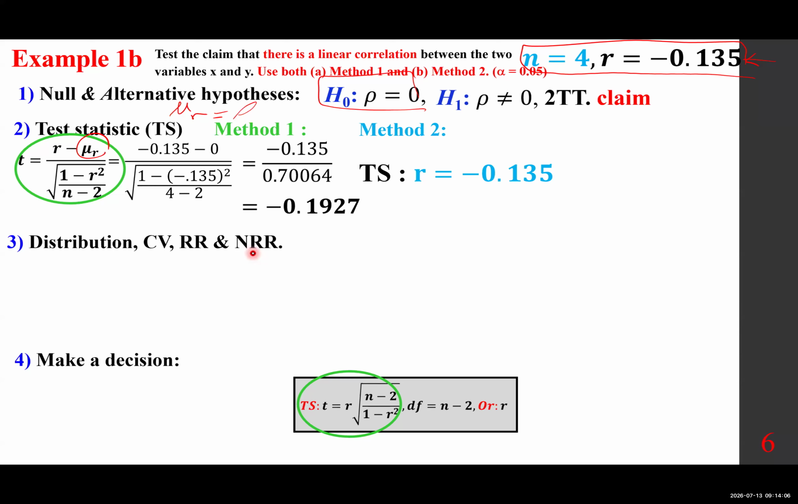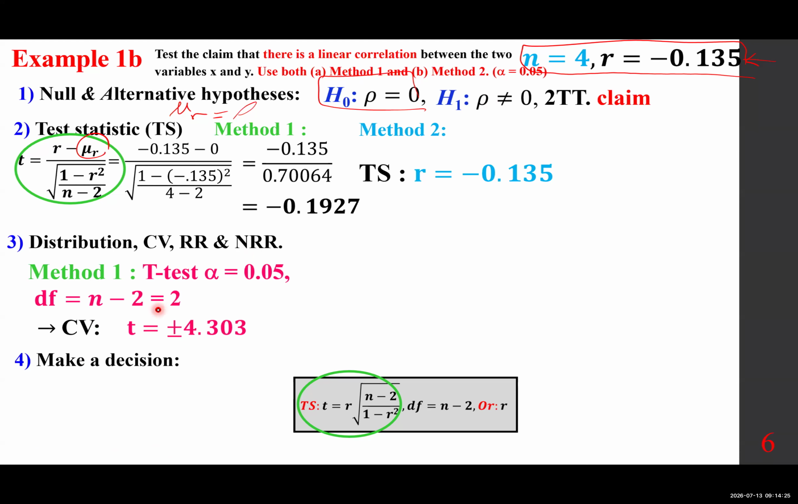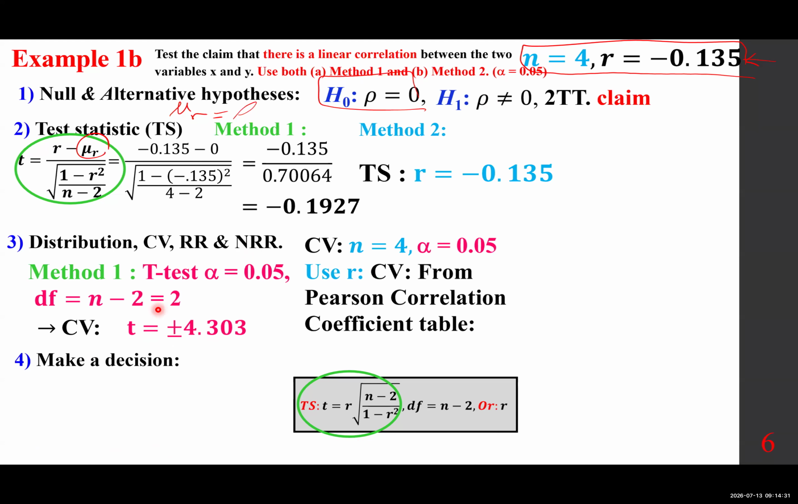So alpha is 0.05. Degrees of freedom is N minus 2, 4 minus 2 equals 2. And critical value from the table or technology results in the following. We should always do the drawing, of course. Over here, N is 4, alpha is 0.05. Use R equals critical value from Pearson correlation coefficient table. So there is a table that we are going to use, and I'm going to go over that in a moment. The next page, I will show you the table.